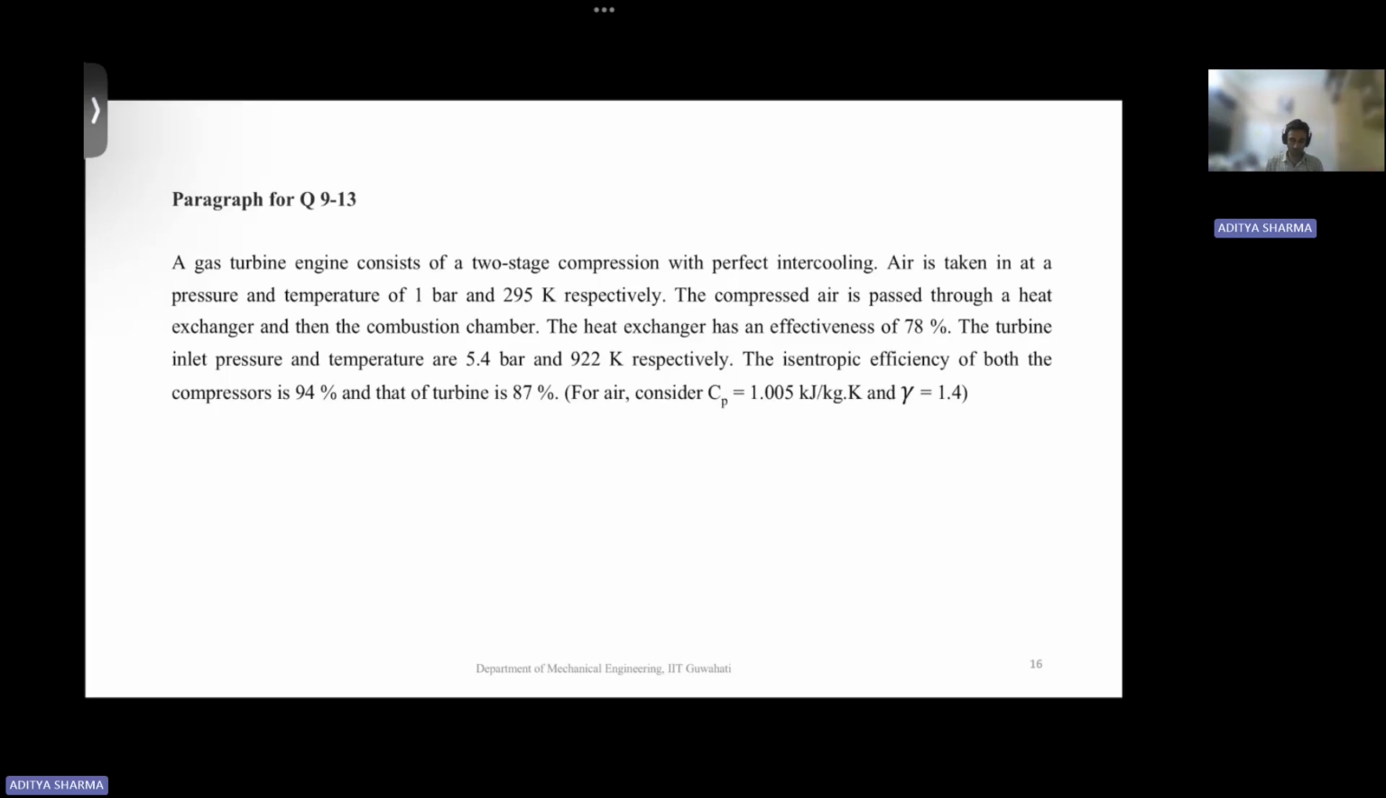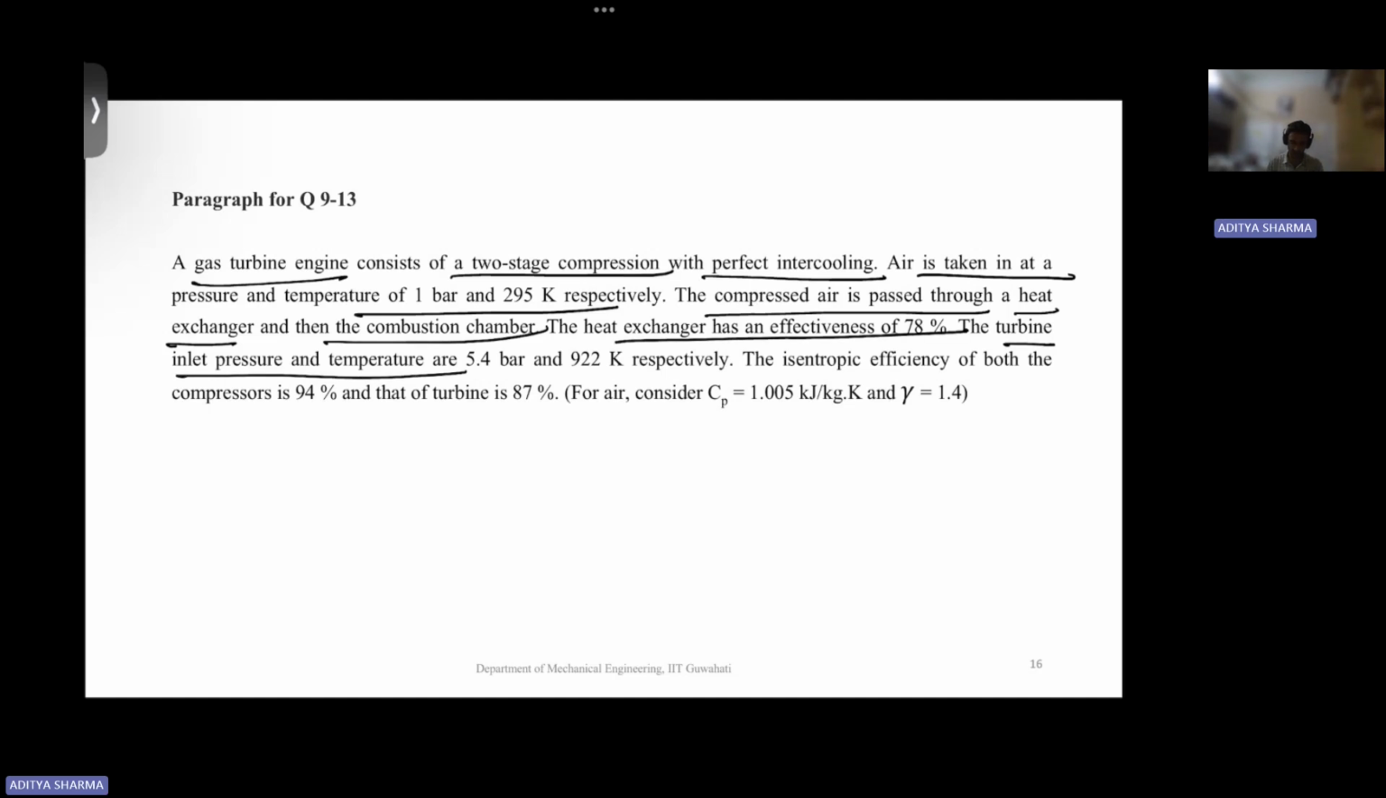Okay, so we have this question. A gas turbine engine consists of two-stage compressor, perfect intercooling. Air is taken, compressed air passed through heat exchanger. So heat exchanger is there. In the previous question, we didn't have a heat exchanger. And then combustion chamber is there. Heat exchanger has this effectiveness. The turbine inlet pressure is this and temperature is this. Isentropic efficiency of both the compressors is this, and that of turbine is 87%.